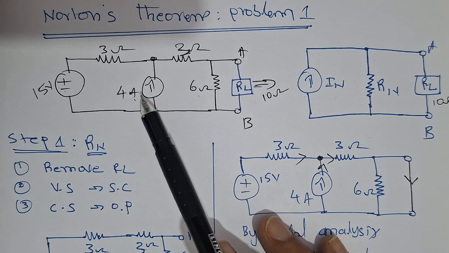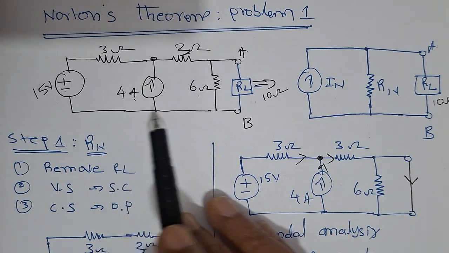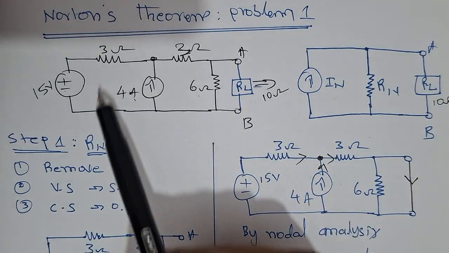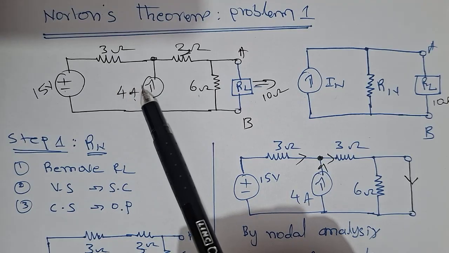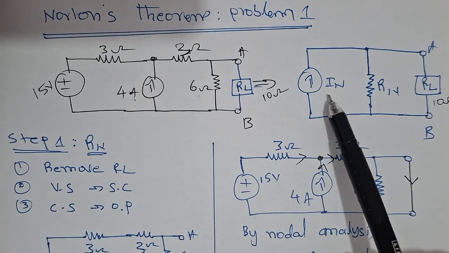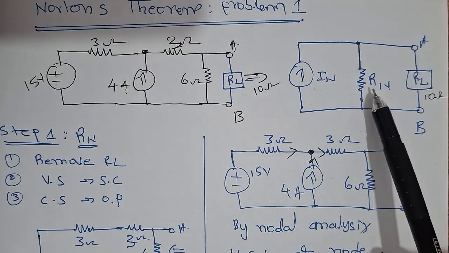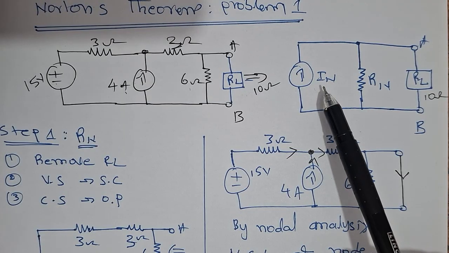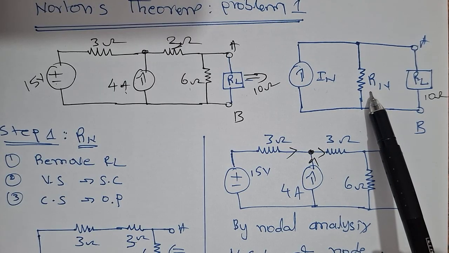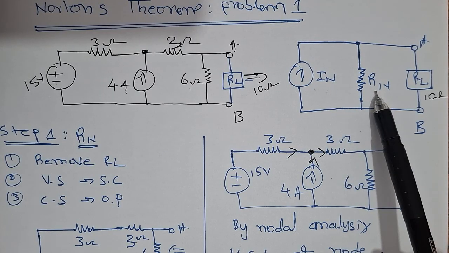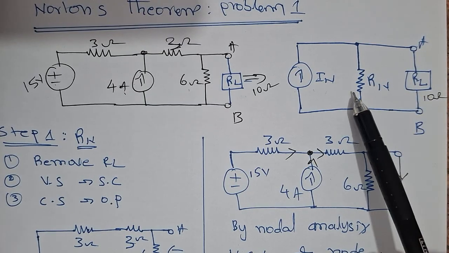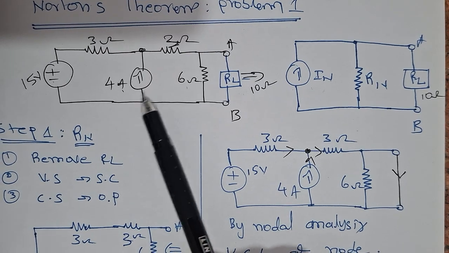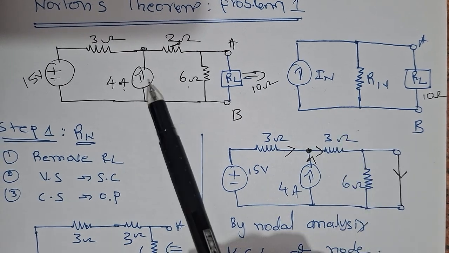So as I told in the previous class, the statement of Norton's theorem: this is a complex network, right? So this can be replaced with a single current source and a single resistance in parallel to the single current source. So Norton current and Norton resistance both should be in parallel and again connected across the load. This one is as it is. So this is the equivalent circuit diagram for this one.